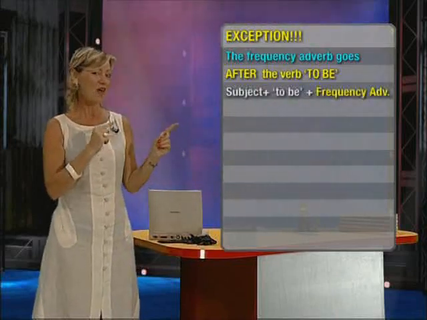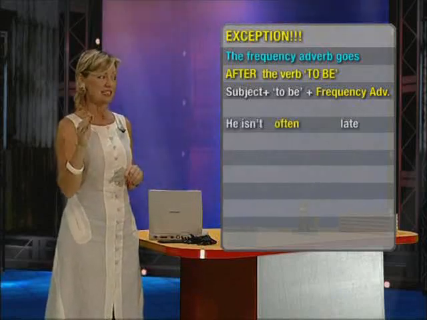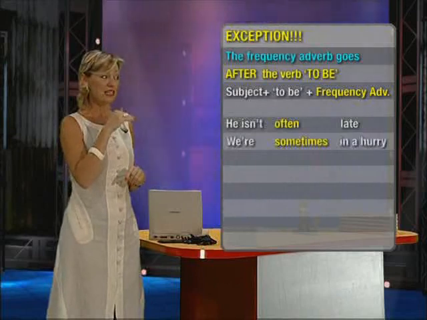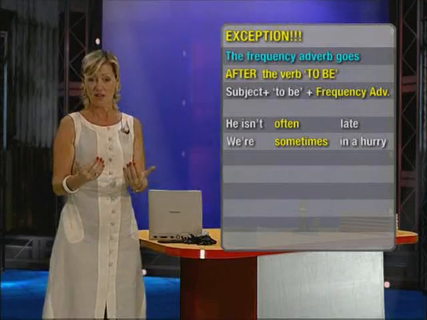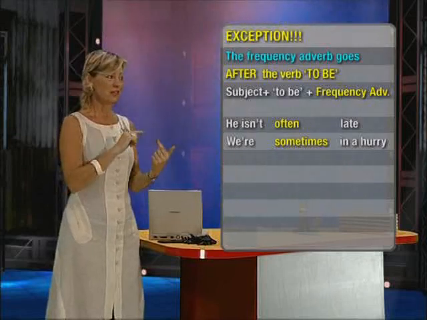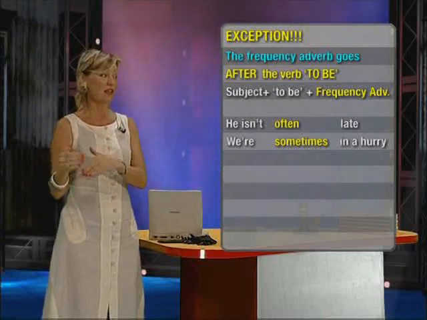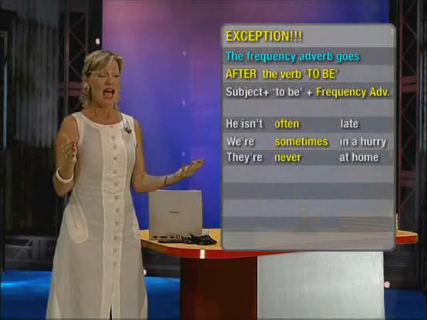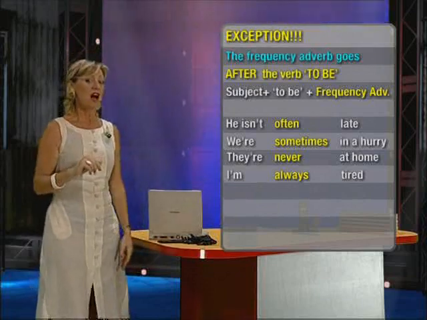Let's see how that works. Look at the example. He isn't often late. We're sometimes in a hurry. You see the position. The position of the frequency adverb is after the verb to be, not before. And that's the rule. So he isn't often late. We're sometimes in a hurry. They're never at home. And I'm always tired. So those are the frequency adverbs, very important, and we use them to describe our habitual actions.